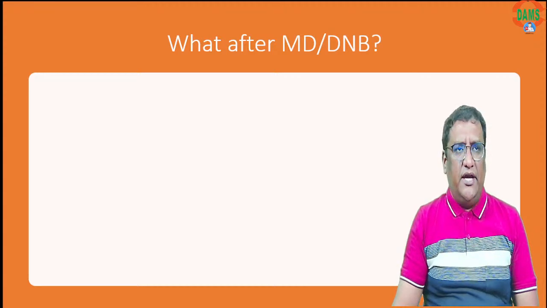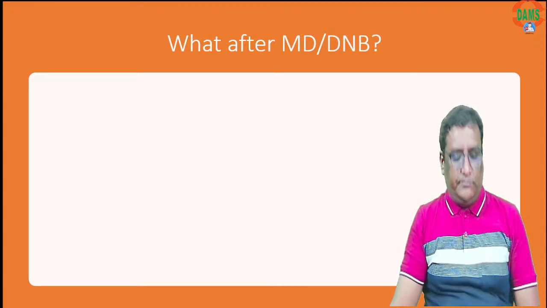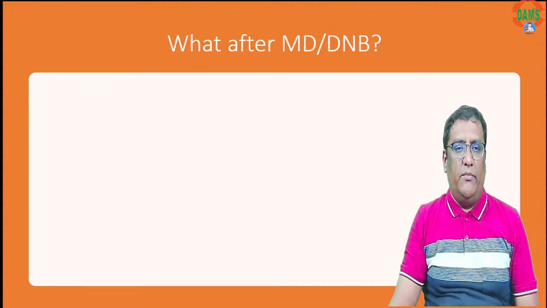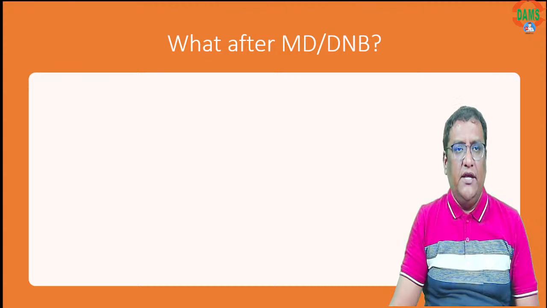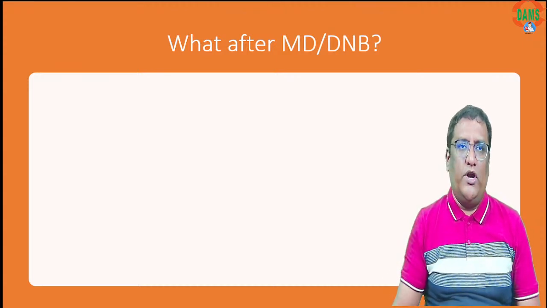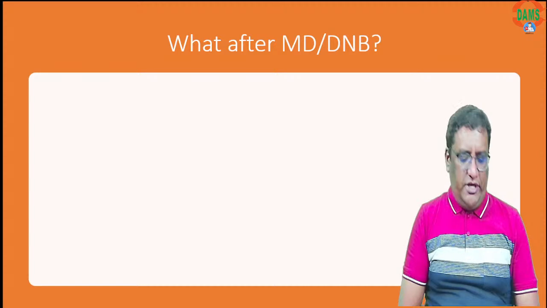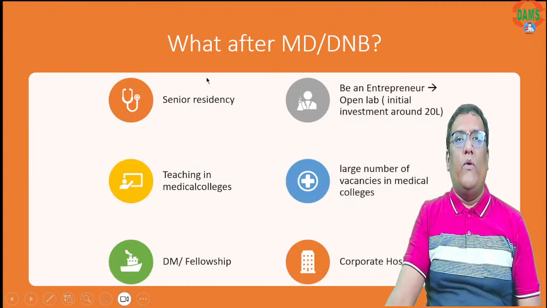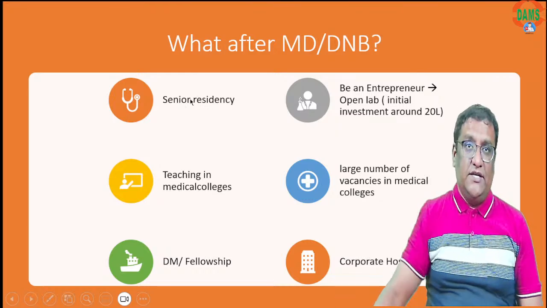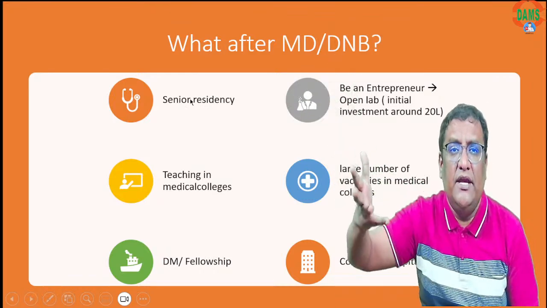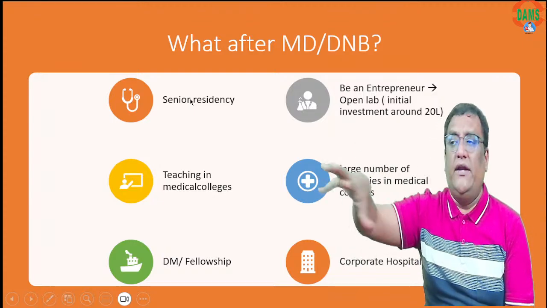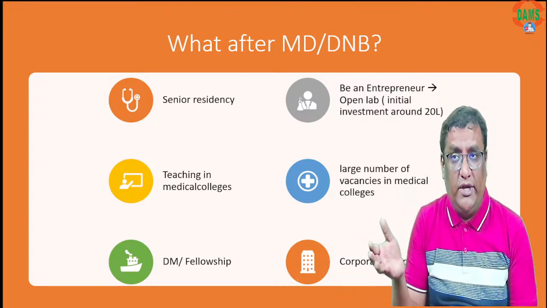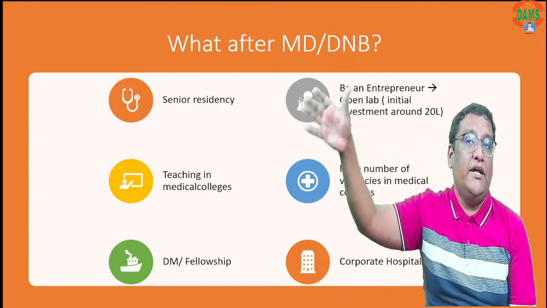Next I want to talk about what after MD or DNB. So if I finished my graduation, post graduation, basically what is there after this? So what after MD or DNB? There are multiple options after MD DNB for you. What are those? One, you can do a senior residency. Usually I would recommend senior residency for most of the students. Whether you want to go into teaching or not, do a senior residency at a good place.